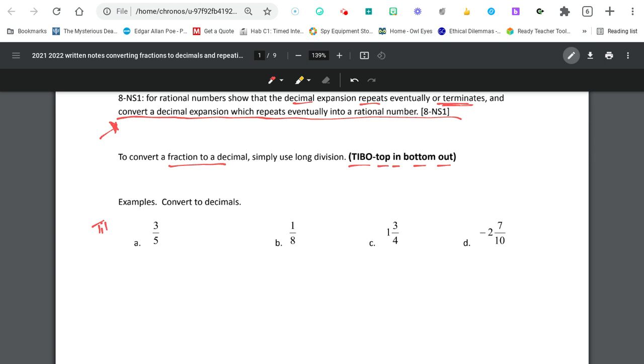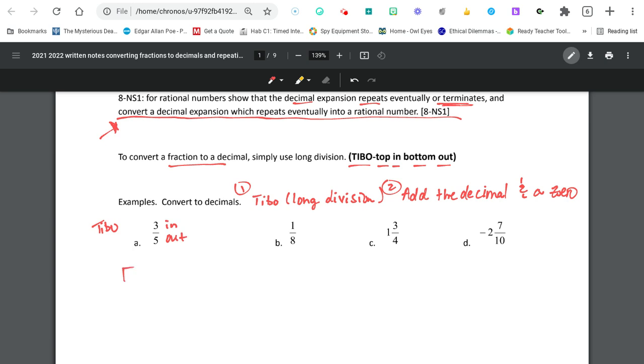So I'm going to use TBOW here. And when I say top in, bottom out, it's just long division. But after you TBOW, to change it to a decimal, you're going to add the decimal and follow it with a 0. All right, so let's put this in and that out as far as our division bar is concerned.